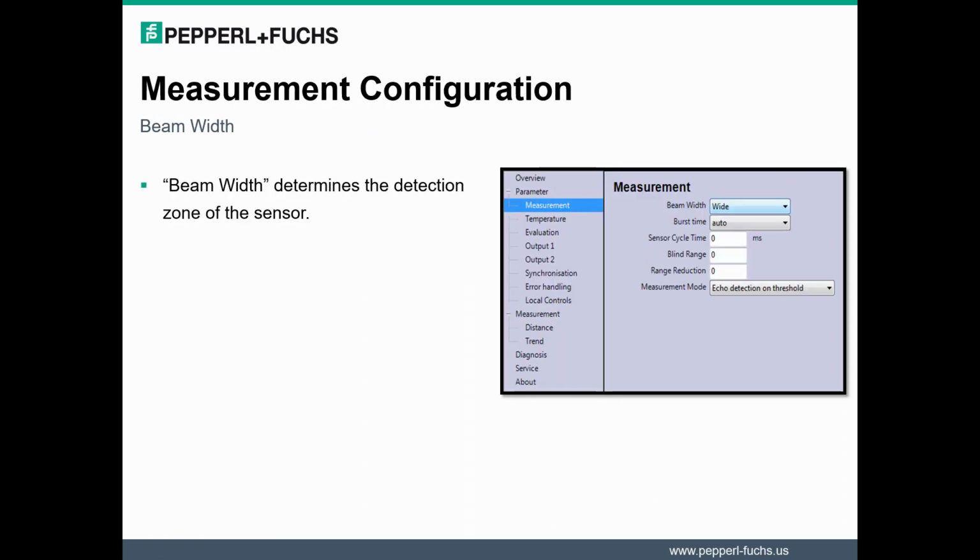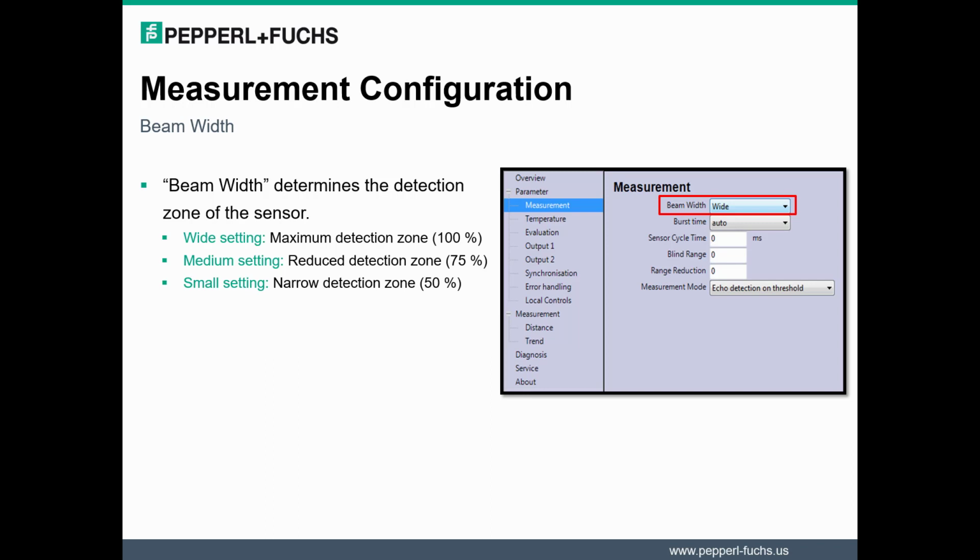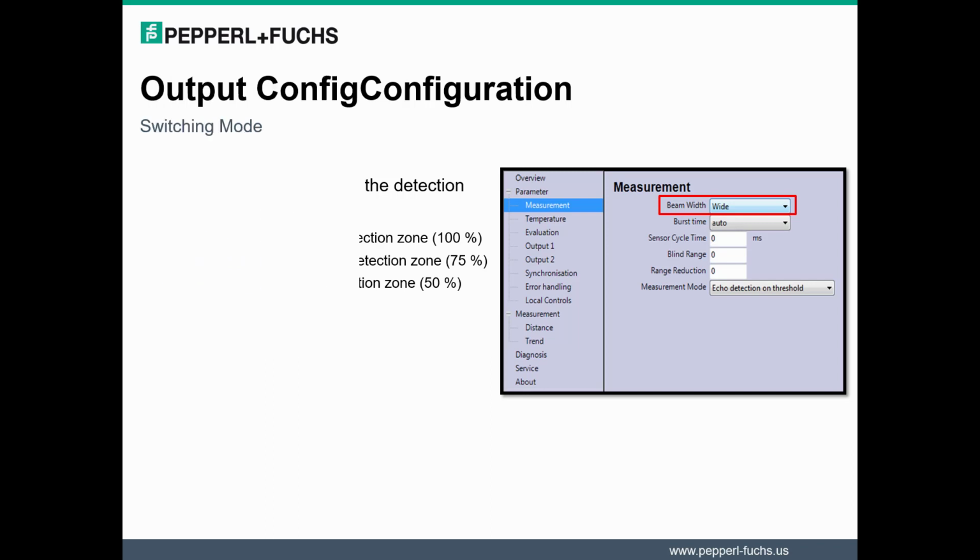One of the most important properties you can configure is the beam width, which determines the detection zone of the sensor and has three possible settings: wide, medium, and small. The wide setting corresponds to a maximum detection zone. The medium setting corresponds to a reduced detection zone. The small setting provides a narrow detection zone.